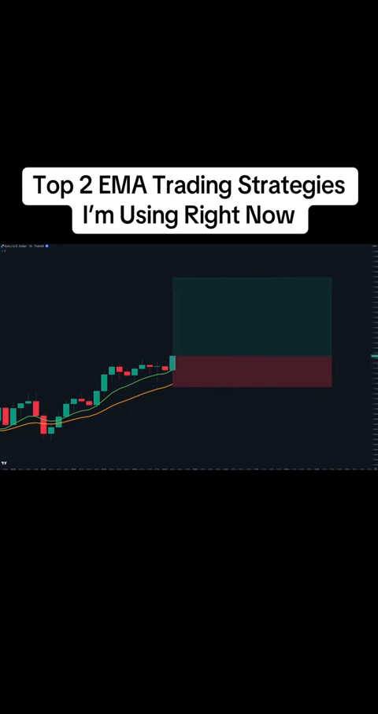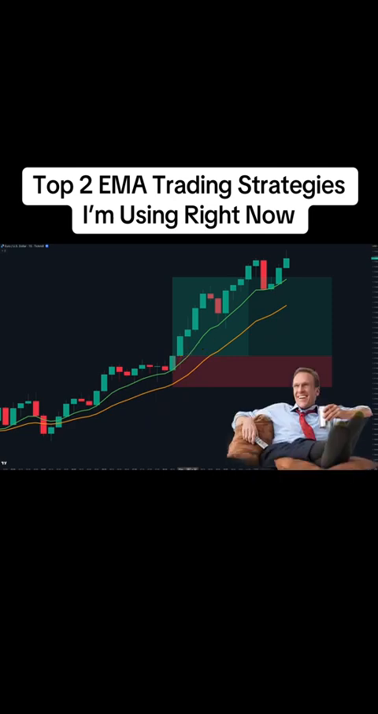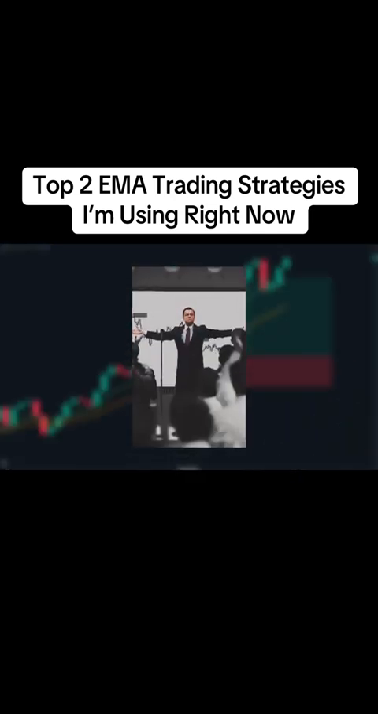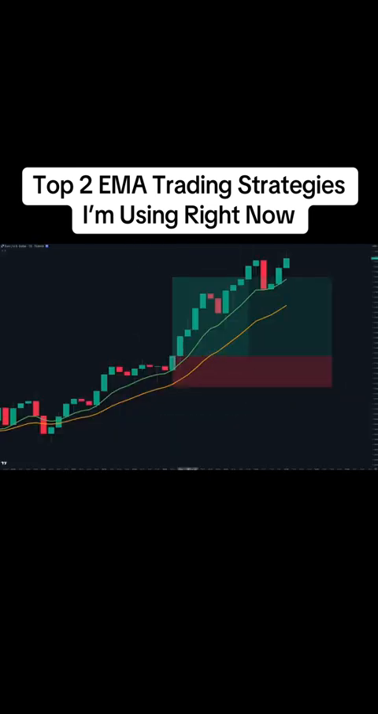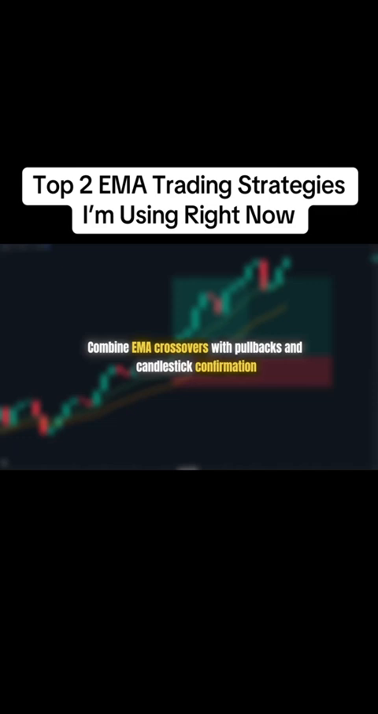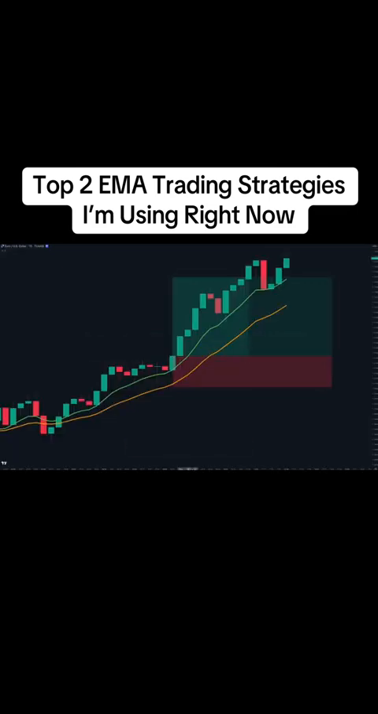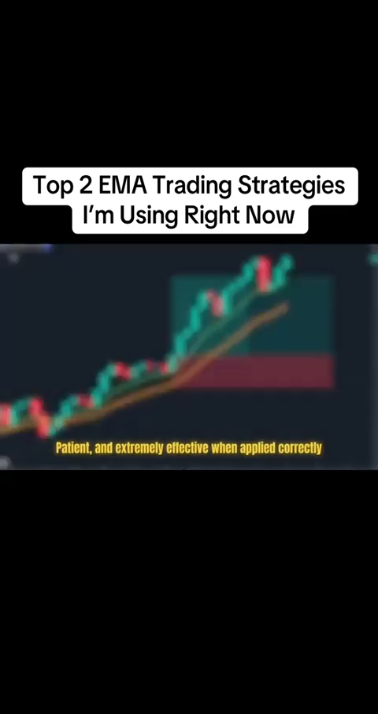Ready? Here's the answer. Yes, this setup has a very high probability of success. Why? Because we have trend confirmation, a pullback into value, and strong candlestick rejection showing buyers are back in control. Let me show you exactly how this strategy works. We're going to combine EMA crossovers with pullbacks and candlestick confirmation. This approach is methodical, patient, and extremely effective when applied correctly.